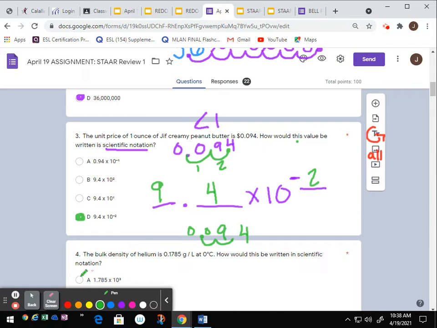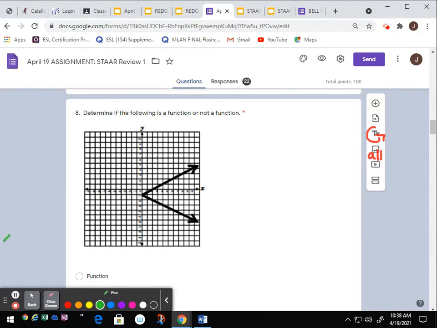Let's skip down to question number 8 real quick. Number 8 says, determine if the following is a function or not a function. It gave us a graph. When we're given a graph, we have to use this test called the vertical line test.